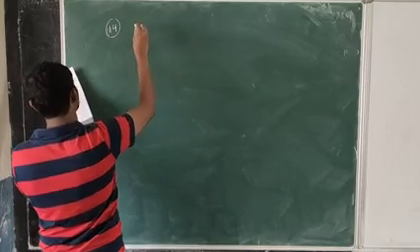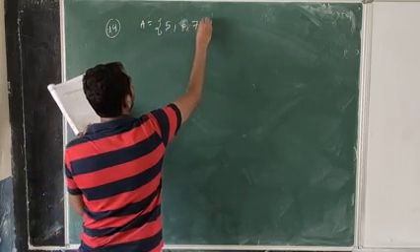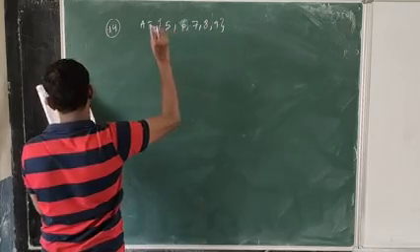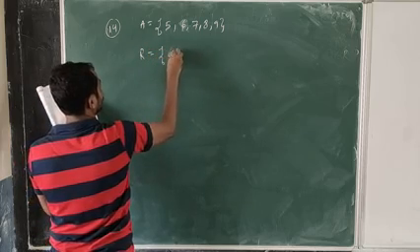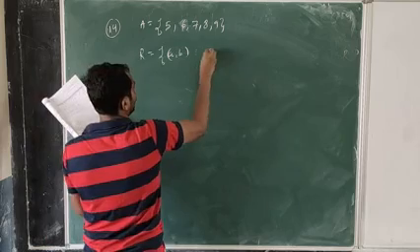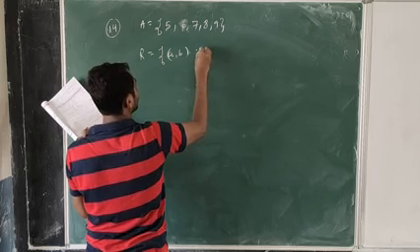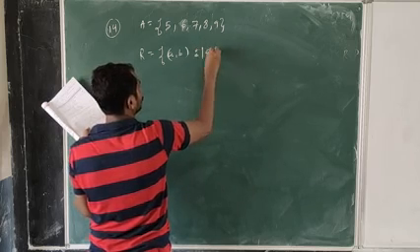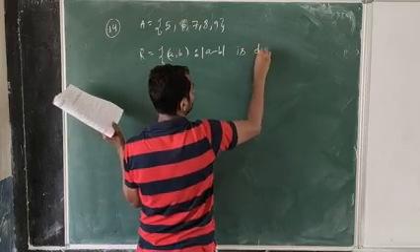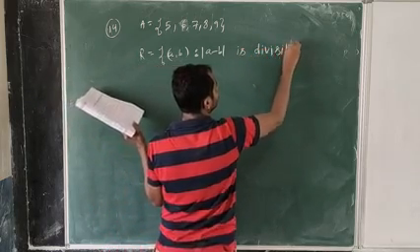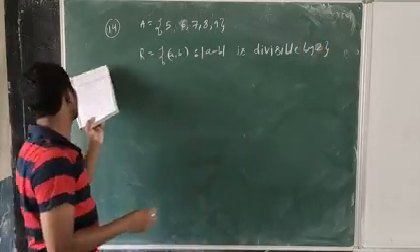Question number 14. Set A is equal to 5, 6, 7, 8, 9, and the relation is given as R equal to (a, b) such that mod a minus b is divisible by 2. This is the relation.